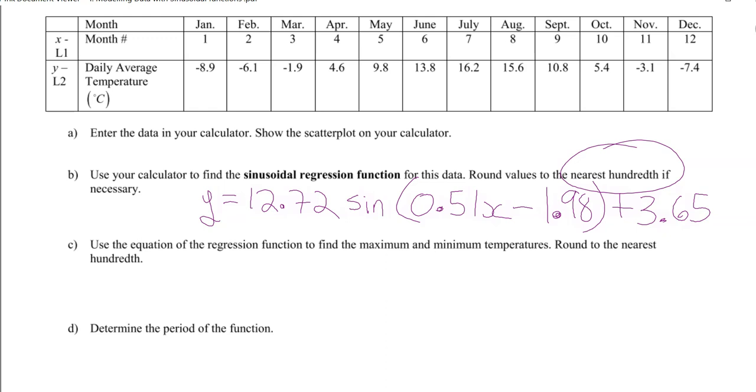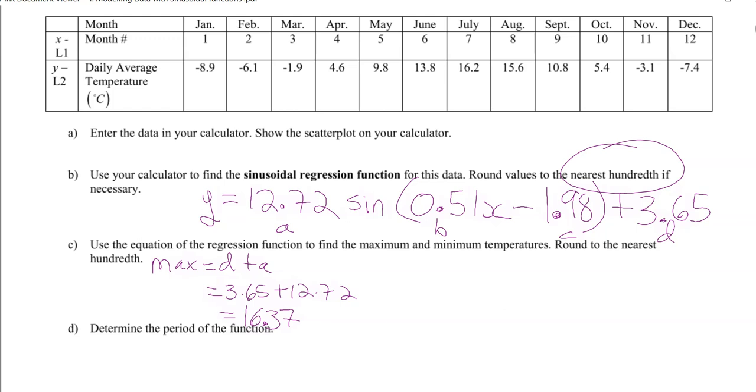Okay, so how do we get the maximum? We've got this equation sitting there. How do we get the maximum? A plus D. Yeah, so D plus A, or A plus D. So that's A, that's B, that's C, that's D. So the max is equal to D plus A, which will be 3.65 plus 12.72, which will be 7, 3, carries 1, 6. So 16.37.